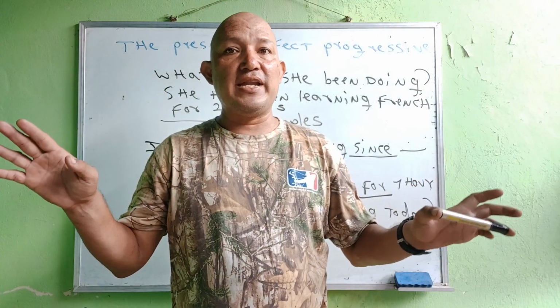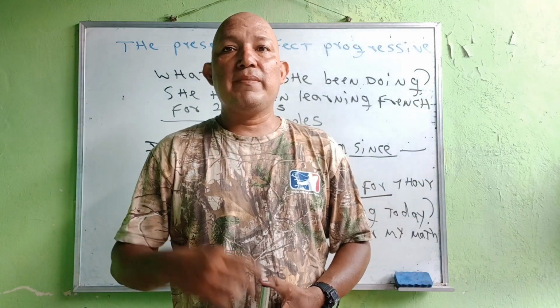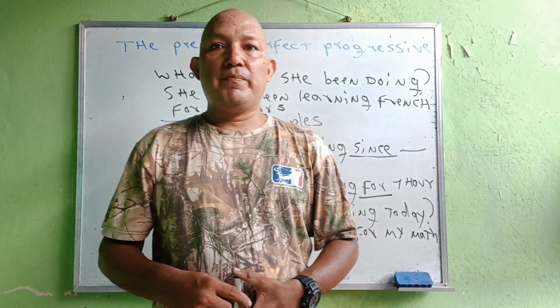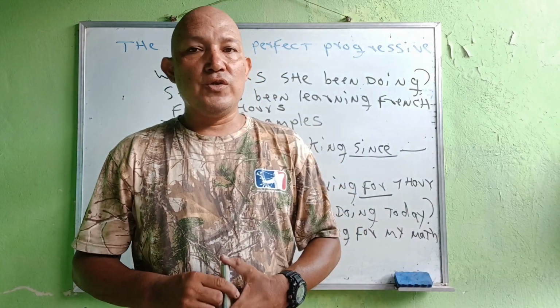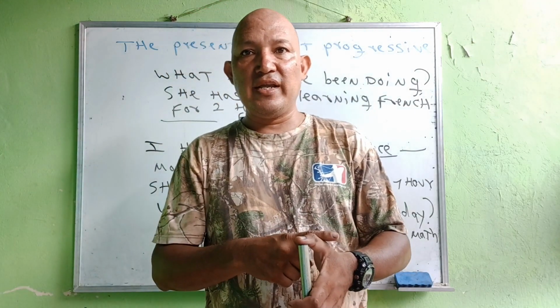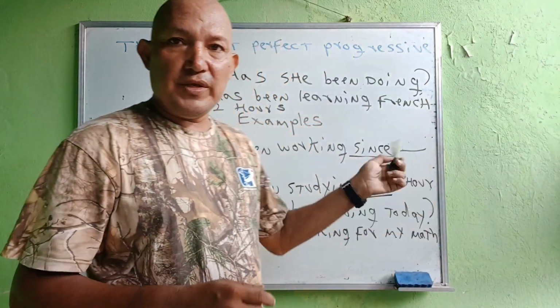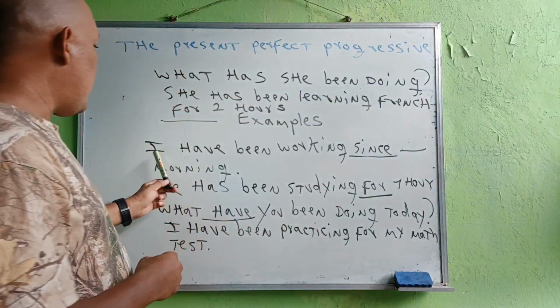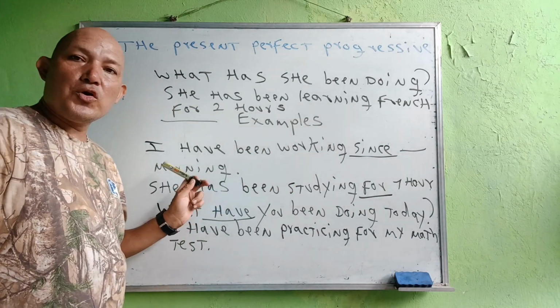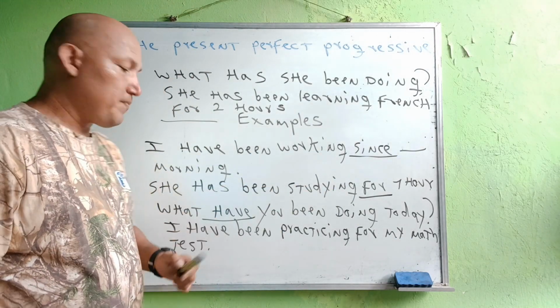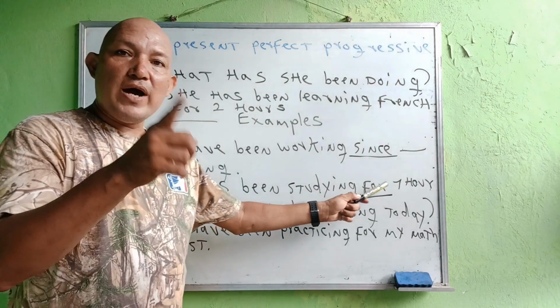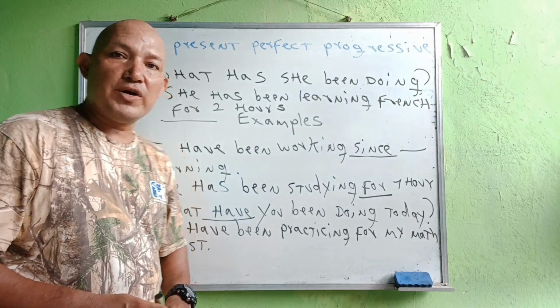This is the way, don't forget, how we form the present perfect progressive, or present perfect continuous, when you are talking about an action or activity that someone started in the past and continues to the present. Let me read these examples for you right now. I have been working since morning. She has been studying for 1 hour.